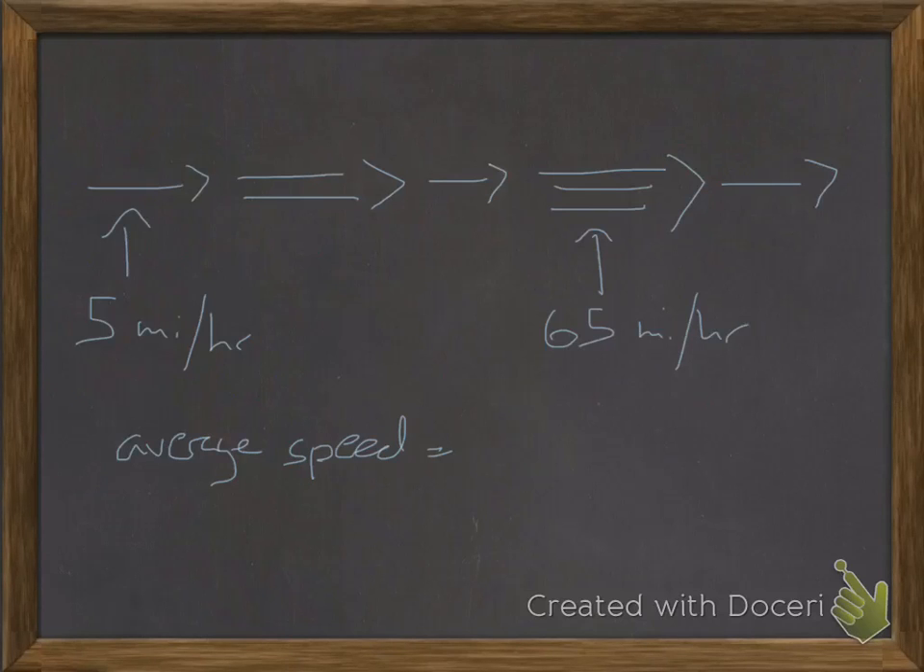the average speed would equal the total distance divided by time. So if it took you 5 miles to get to school, if your drive to school was 5 miles long, and it took you 5 minutes, then you would do 5 over 5. And it would be 1 mile per minute. Alright? So the average speed is the total distance divided by the time.